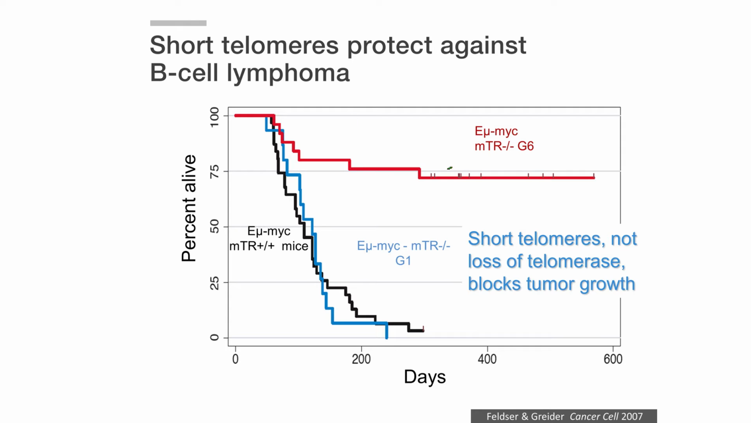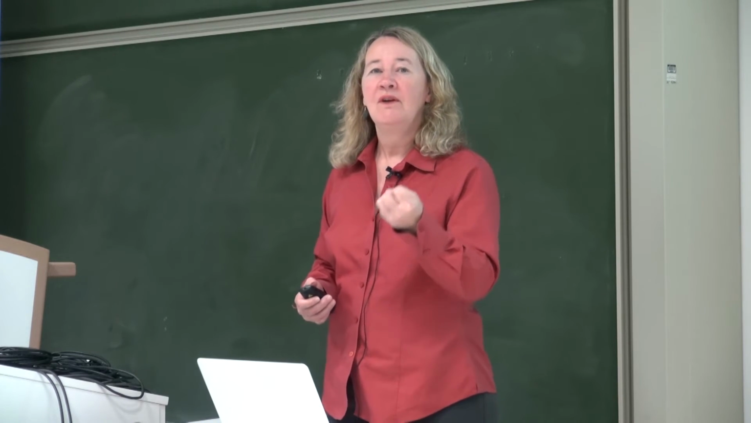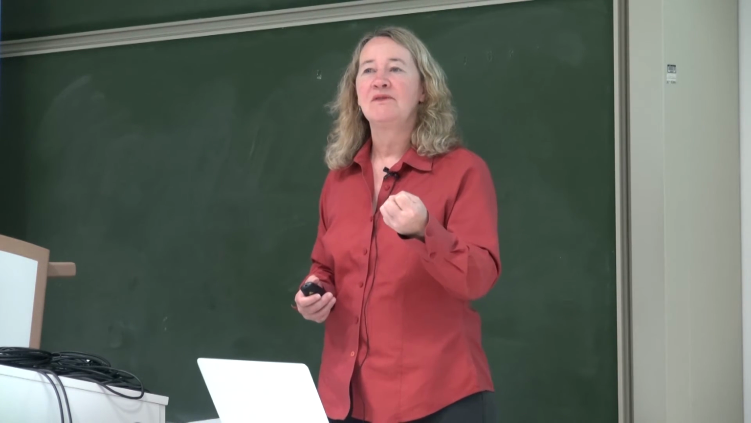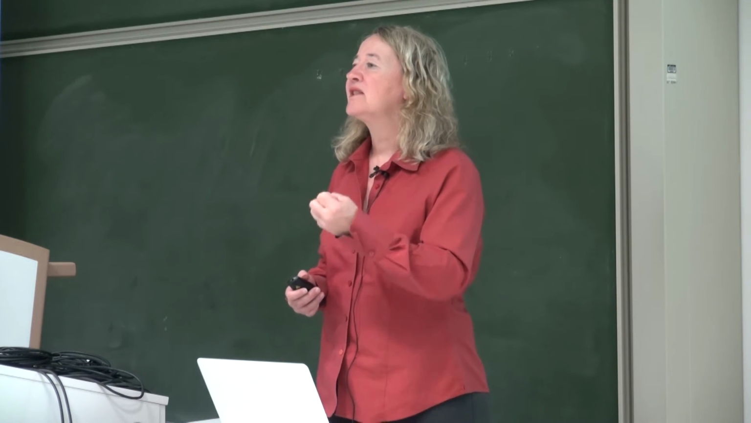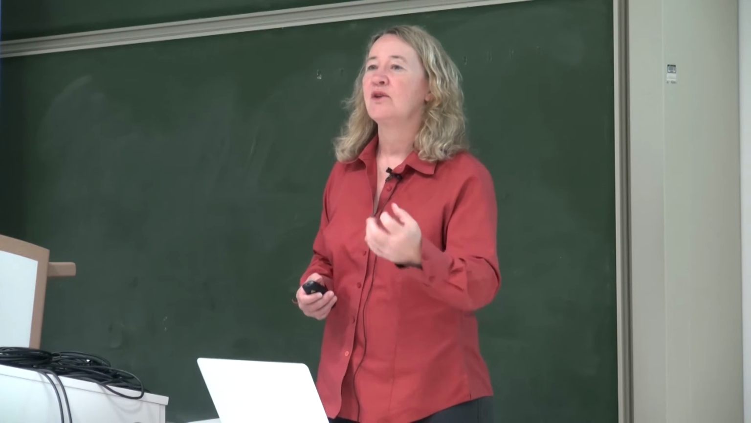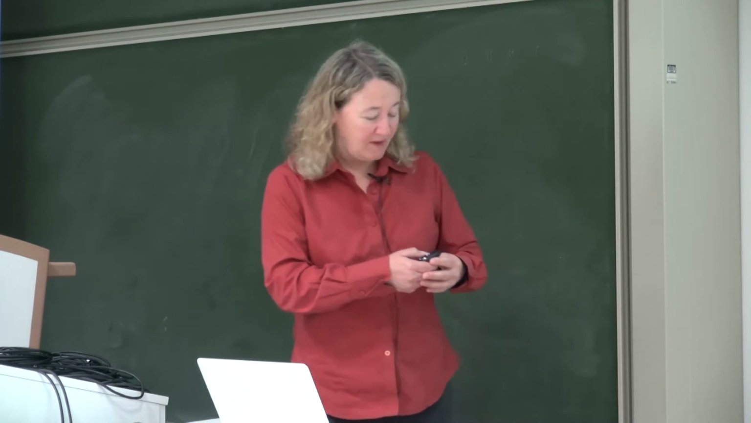In contrast, the emu MYC mice that are null for telomerase in the 6th generation have a dramatic increase in their survival. And what's shown here is in each one of these little ticks is David went in and looked in these mice, and what he found was there were small microlymphomas. So the short telomeres and the absence of telomerase don't stop the tumor from forming, but rather they stop the growth of the tumor. And it's the growth of the tumor then that leads to the death of the animals.